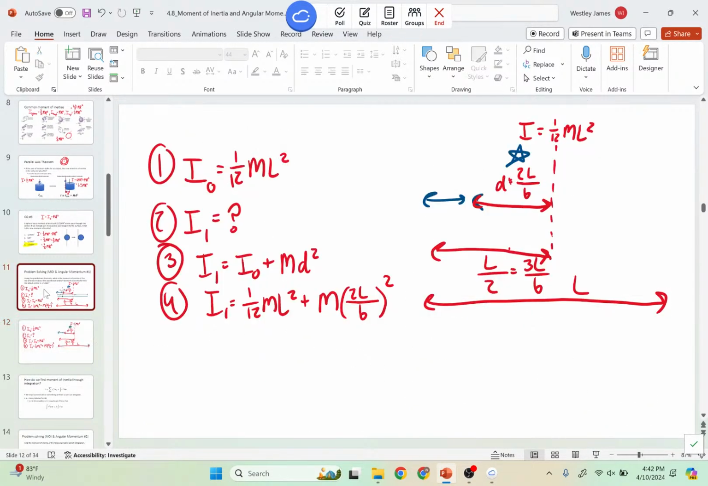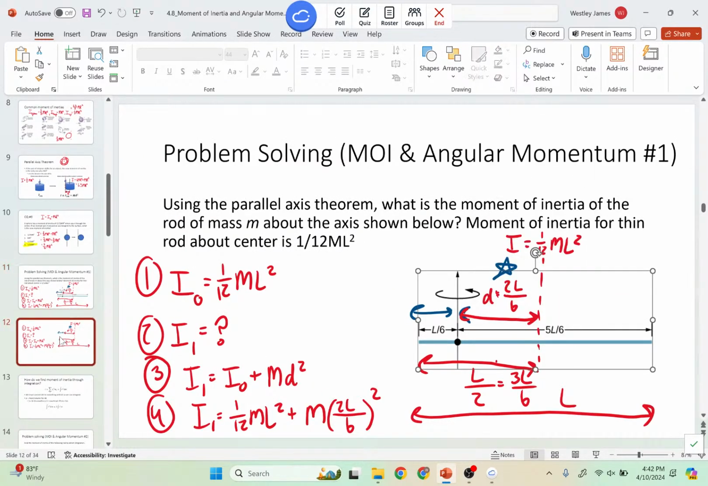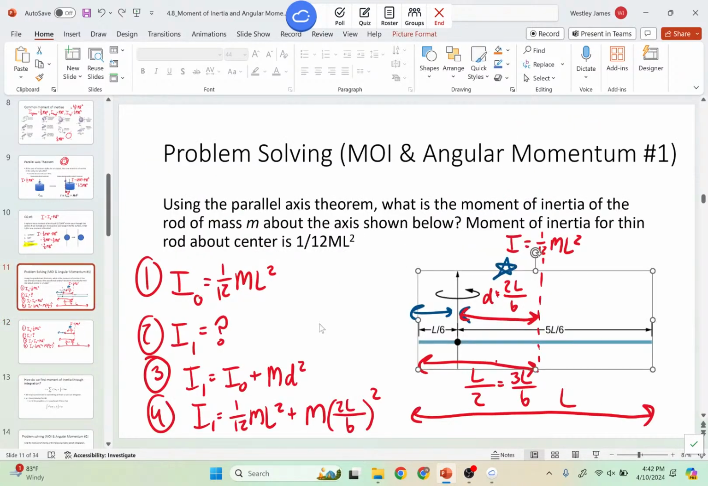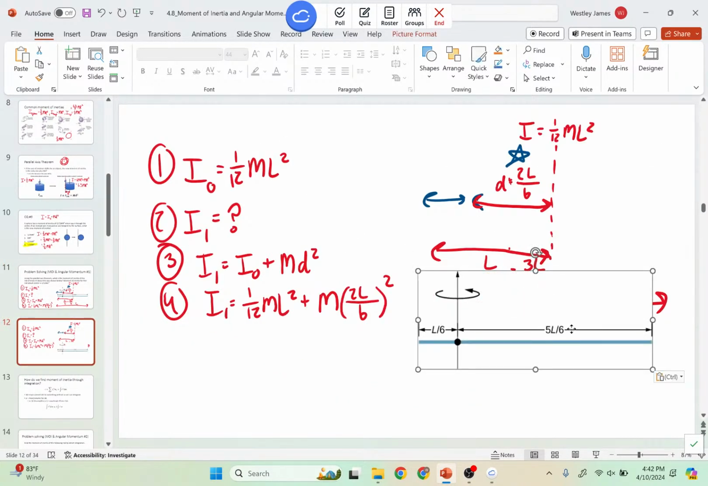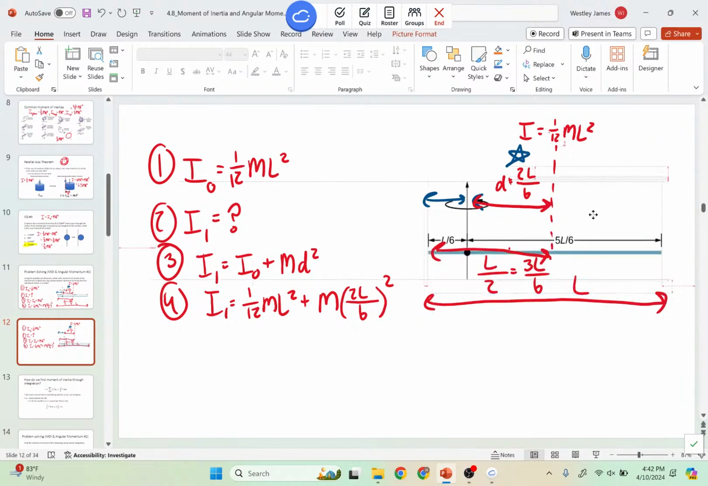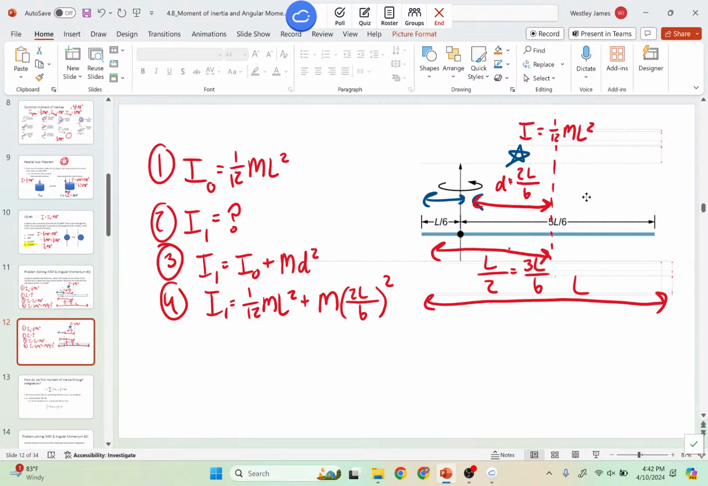Boom, I just need a little bit more space. We'll put the picture back in there as well. Send it to back. Beautiful. Line everything up all pretty. Look at that. All right. So now you just do some math.